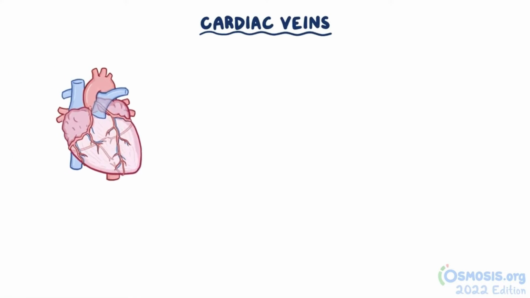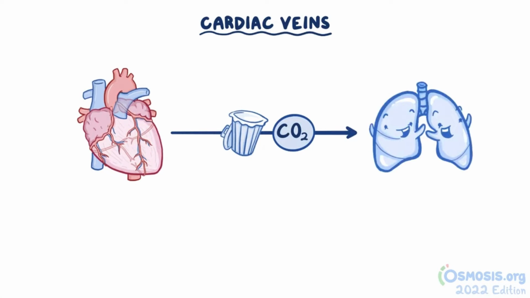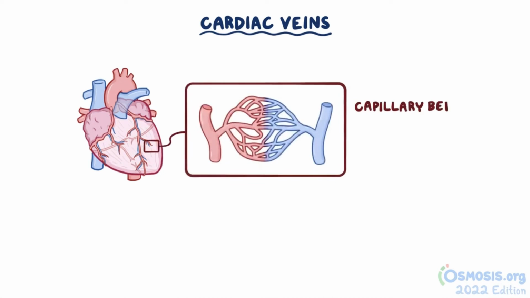The coronary circulation is also made up of veins, called cardiac veins. They are responsible for returning deoxygenated blood and waste products like carbon dioxide from the myocardium to the lungs. The blood moves from the capillary beds of the myocardium into the cardiac veins. The cardiac veins usually follow the same path as the coronary arteries.